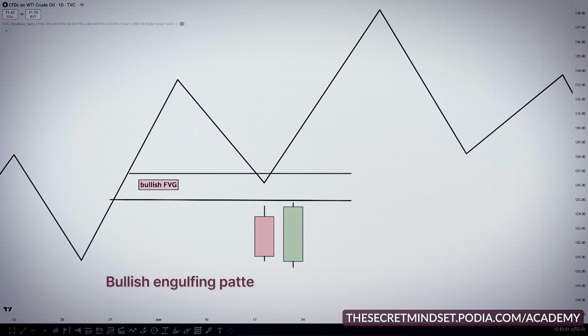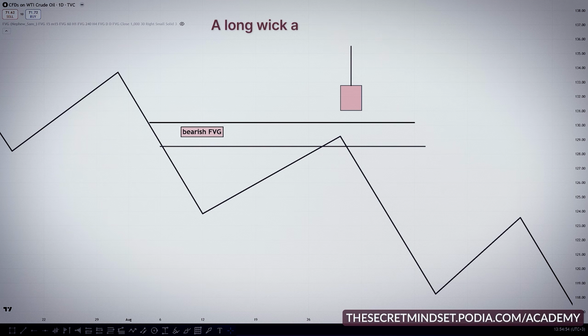While waiting for price to return to the gap, look for specific candlestick patterns to fine-tune your entry. These patterns can give you extra confirmation before you enter a trade. For instance, if you see a bullish engulfing pattern form at the lower edge of a fair value gap, it could signal strong buying pressure. This might be a good time to enter a long trade. A long wick at the upper edge of a bearish gap could indicate selling pressure, implying a potential short entry.